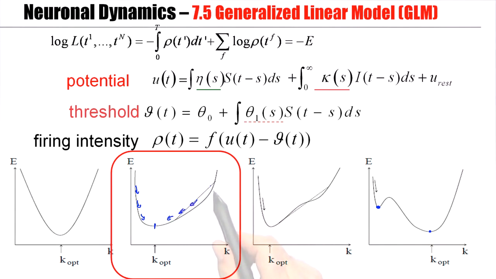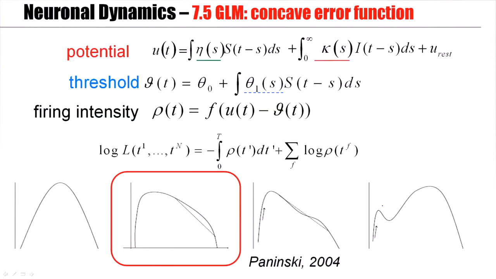Convex means that if I put a connecting line between 2 points, it stays above the error function. So this case here is not convex, and this is also not convex. So how does this come about? Well, I have the membrane potential, linear in the parameters. I have the threshold, linear in the parameters. I have one single nonlinearity.